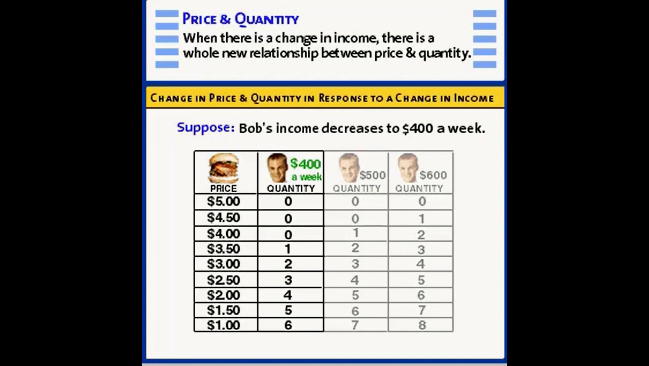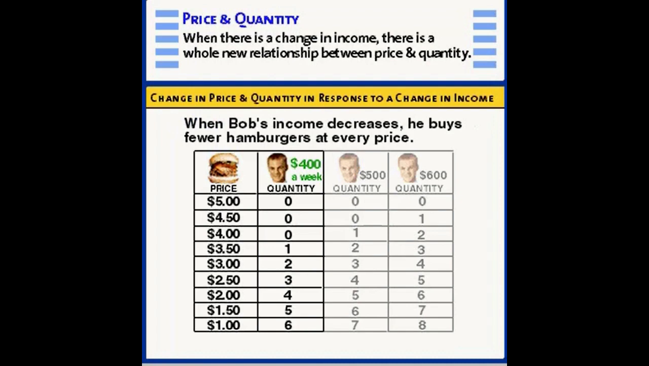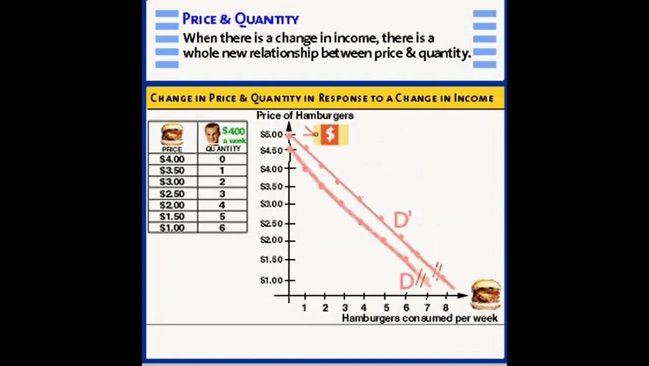Let's represent this set of numbers, which I'll move over to the box, on the graph. Going back to our diagram with the price on the vertical axis and the quantity on the horizontal, if the number of burgers that Bob buys a week falls because of the decline in his income, we get a new set of points. Notice now that Bob will not buy any hamburgers when the price is $4 a week. So we can put a dot here at $4.00 to represent Bob's behavior with the lower income. This is going to be the new intercept, the lowest price at which Bob buys no hamburgers. If the price drops down to $3.50, Bob will buy his first hamburger. So we get a dot like this.